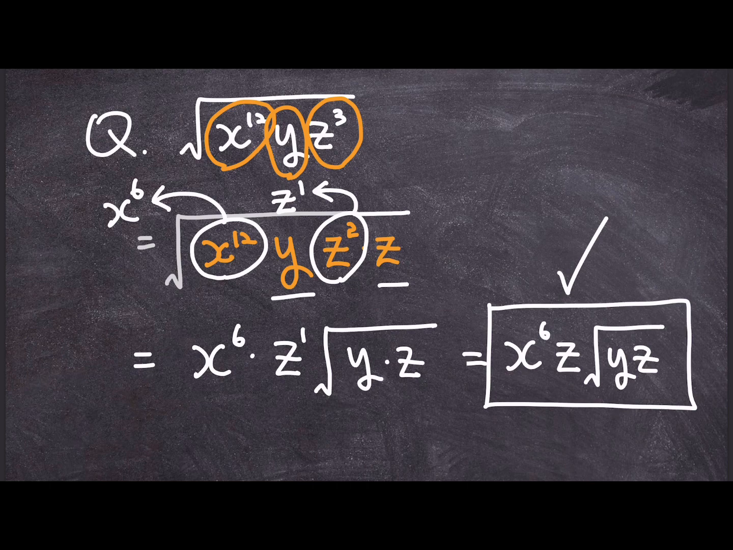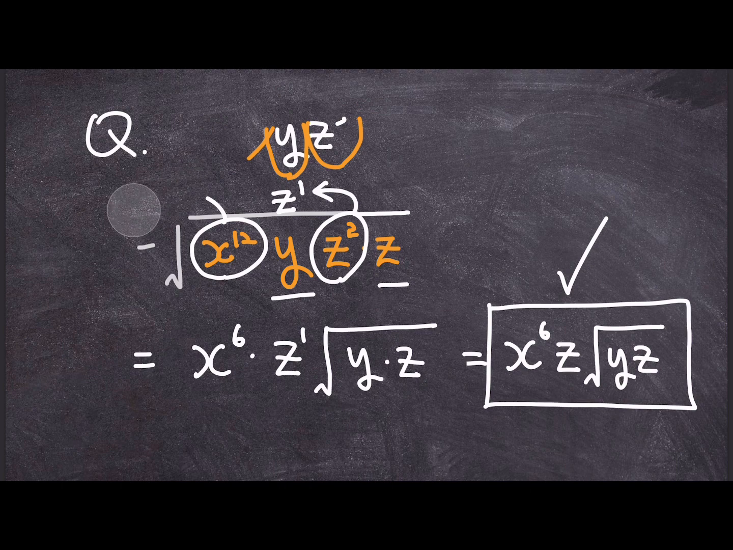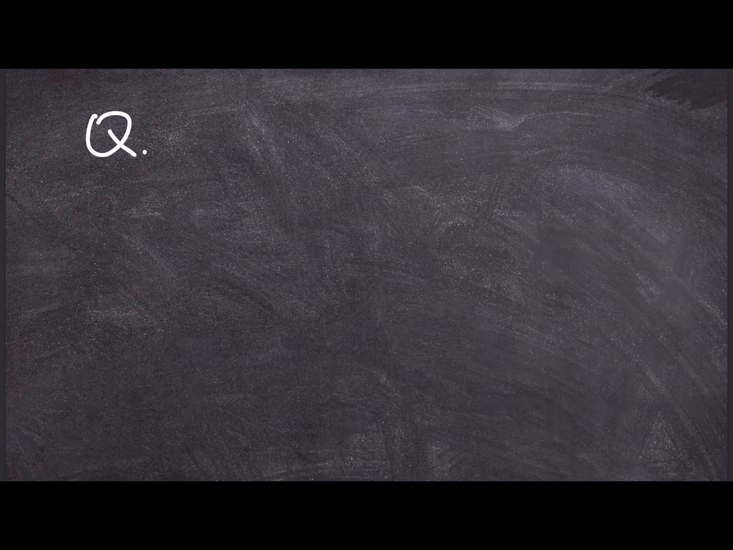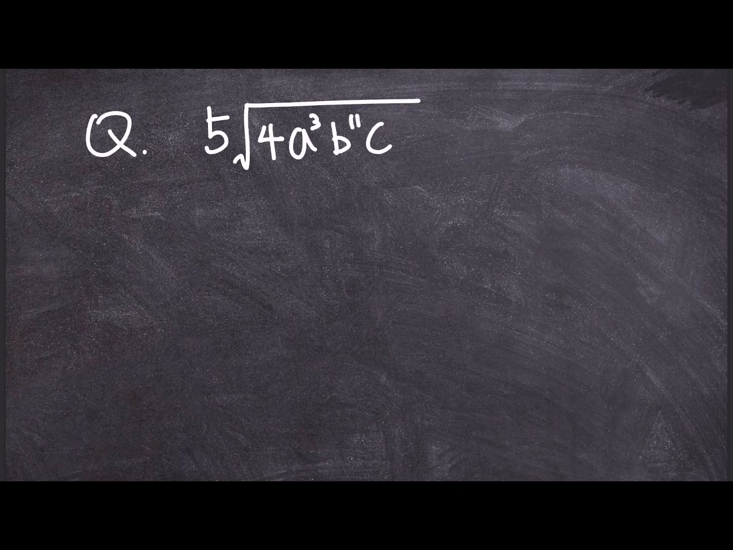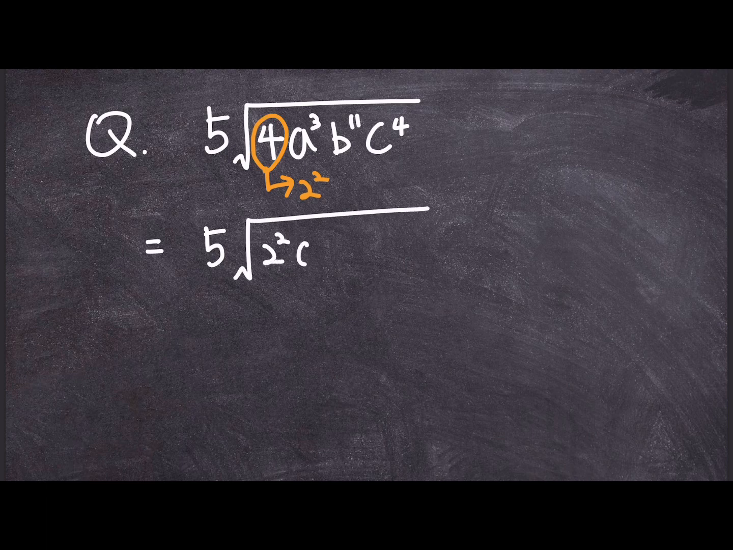All right, let's do one more question. I have one more question to review, and that is, what if I have 5 square root of 4 a cubed b to the 11 c to the 4? Now, first thing that I'm going to do is rewrite, but instead of 4, I'm going to rewrite this as 2 squared. Okay? 5 square root of 2 squared a cubed b to the 11 c to the 4.